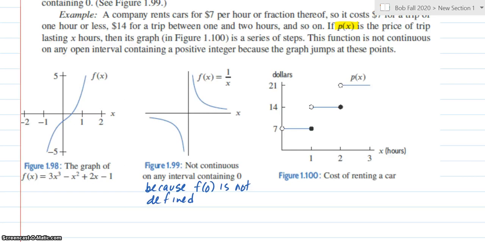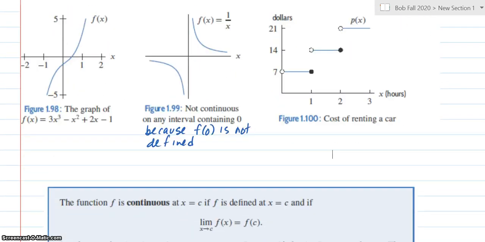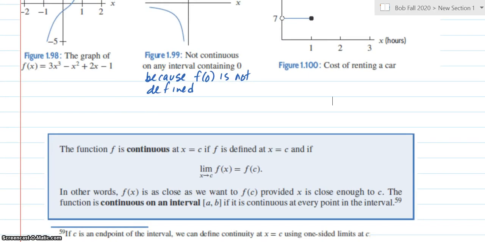Which is going to bring us to a formal definition of a continuous function. A function f is continuous at x equals c, at a particular point, if f is defined at x equals c, so that was what was wrong with our middle example, and if the limit as x goes to c of f of x equals f of c.